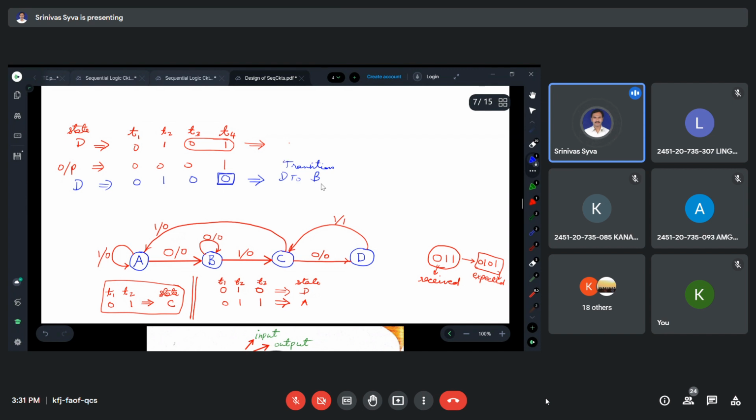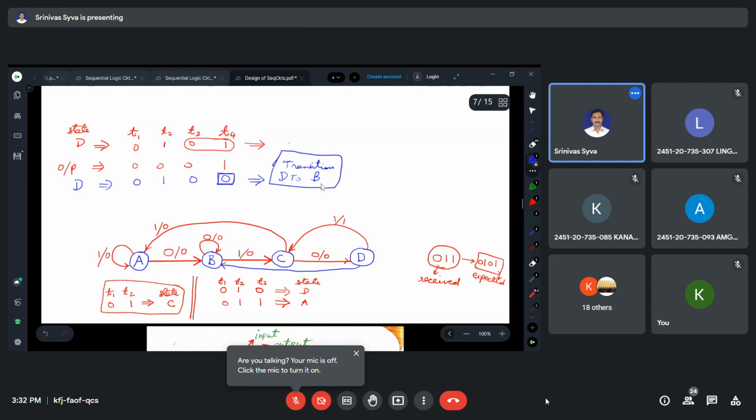Now the machine transition will be D to B. Already it is in the D. So transition will be from D to B. So what we have to do here, on receiving 0, we have to write this as 0 and output will be 0.